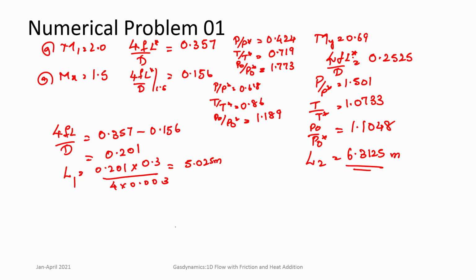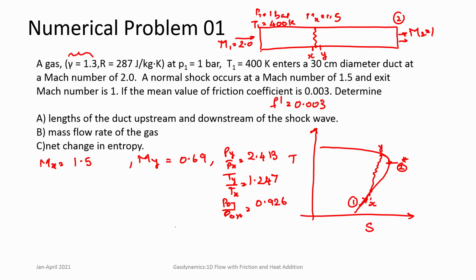The second part is the mass flow rate. For this you need to know the mass flow rate, m dot, is rho 1 v 1 A 1. A is known because the diameter is given as 30 centimeters or 0.3 meters.